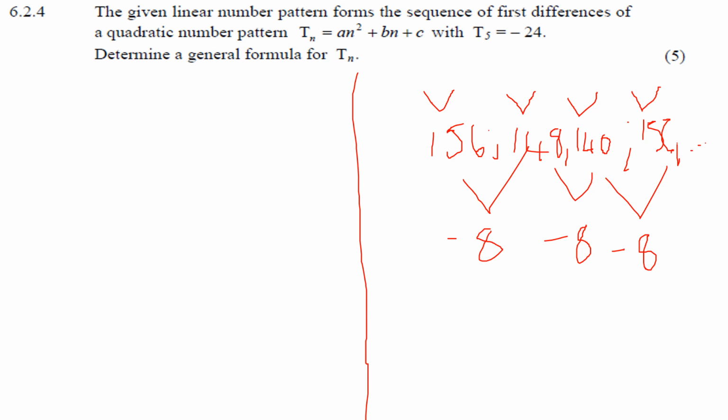quadratic pattern. So basically, here we'll have the first term of our quadratic pattern, then this will be the second term, this will be the third term, and this will be the fourth term. But we know the value of the fifth term, which is -24. Now you remember the first value of your second difference in a quadratic sequence is equivalent to 2a.